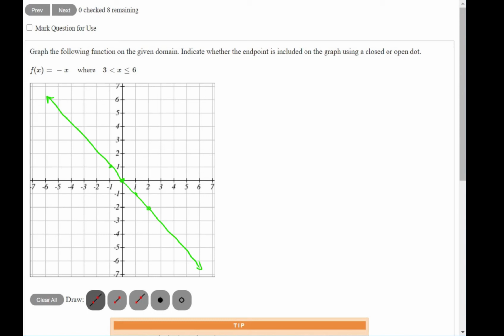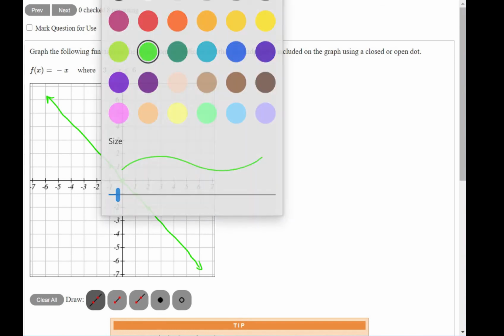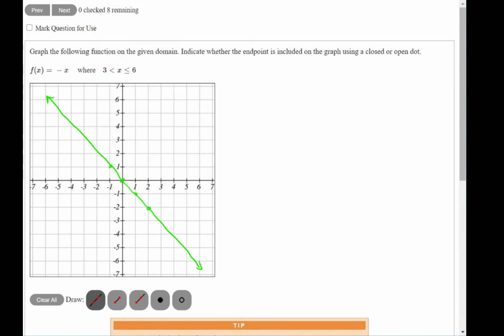The problem is I'm restricted to a specific domain. I'm restricted to where x is between 3 and 6, and it's values that are bigger than 3, so not including 3, but less than or equal to 6, so including the 6. So within this domain, that's the only portion of this line that exists.